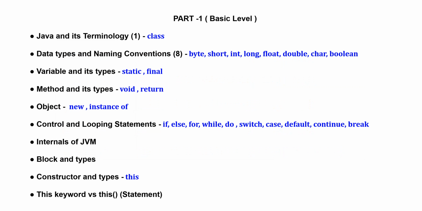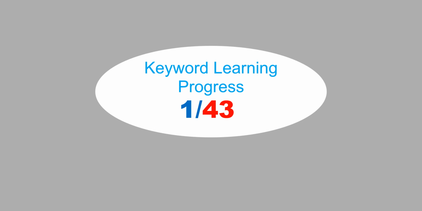In this video, we have covered the first topic, that is Java and its terminologies. So it has been struck off. In today's keyword learning process, we have completed one keyword, that is class. So the remaining 42 are to go.